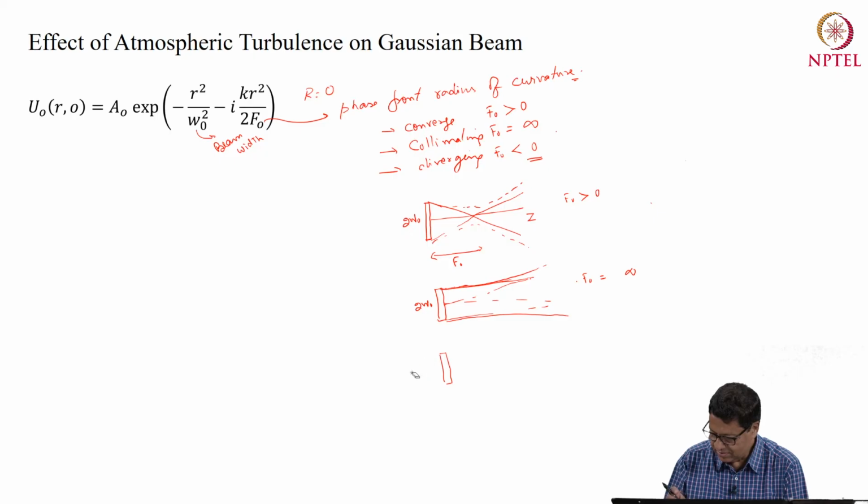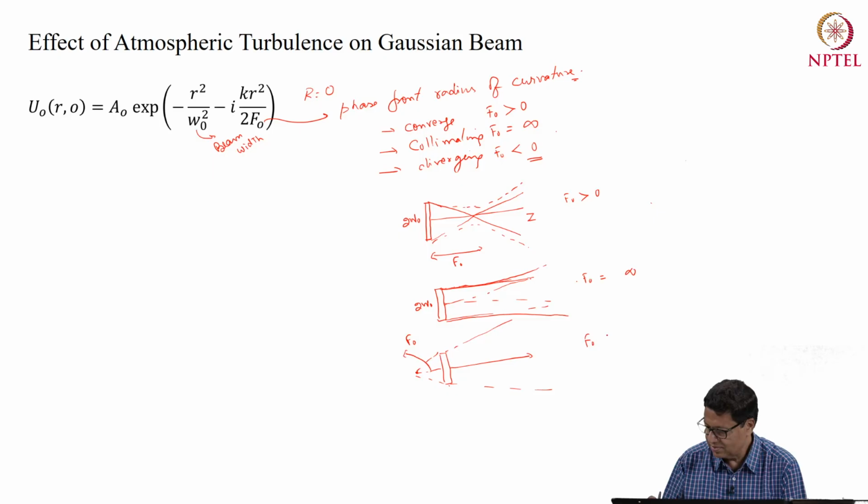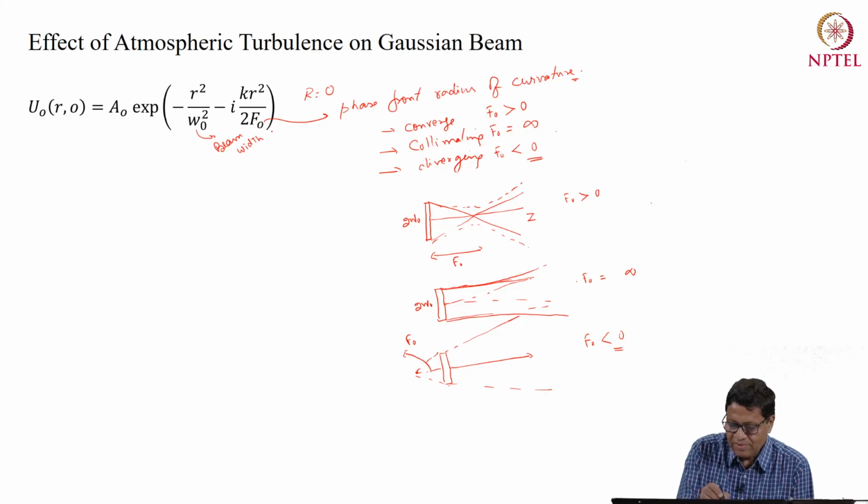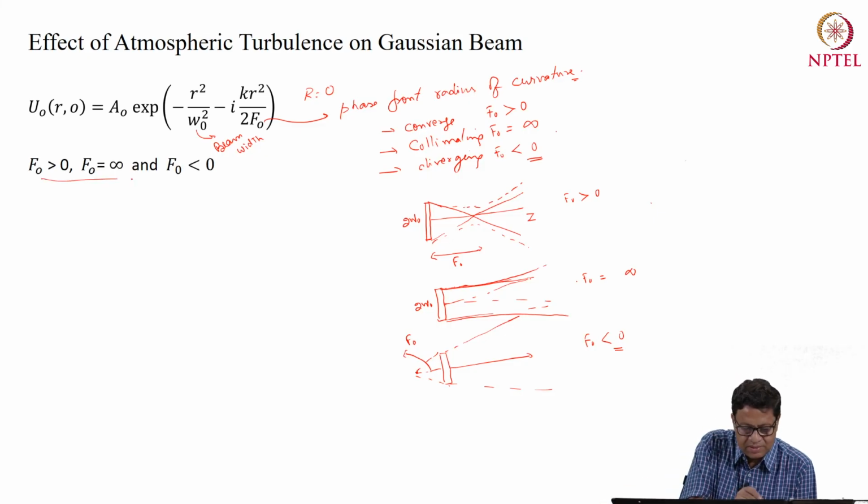And the third would be, let me write omega square 0 here, which is diverging. So this is the z direction, and the beam is diverging. This is F0, which is negative, so F0 is less than 0 here. So this is how different types of beam forming approaches can be used. This F0 basically depends on whether you have converging, collimating or diverging beams.